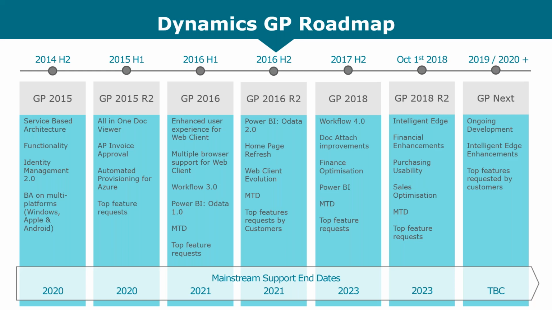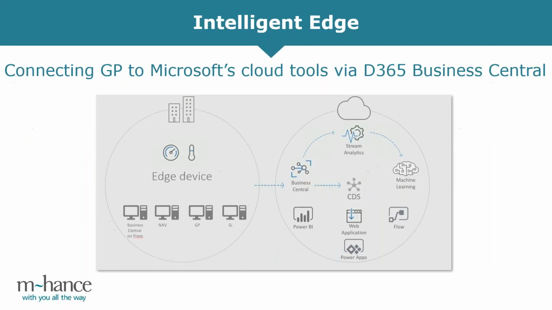That's a web page which yourselves as users and us as partners can actually use to influence the future of GP. The other point, which came in 2018 R2, which is the top point on that area, was the intelligent edge. The intelligent edge is a term used by Microsoft for on-premise devices, in this case being GP, and it enables them to be connected to the cloud using Business Central. So with the intelligent edge, you can essentially seamlessly connect your GP instance to an instance of the intelligent cloud, as Microsoft call it, and it's utilizing Business Central, which is a Dynamics 365 solution.